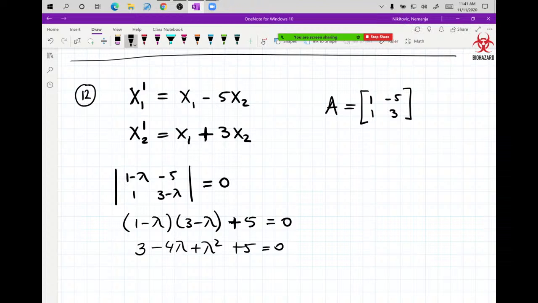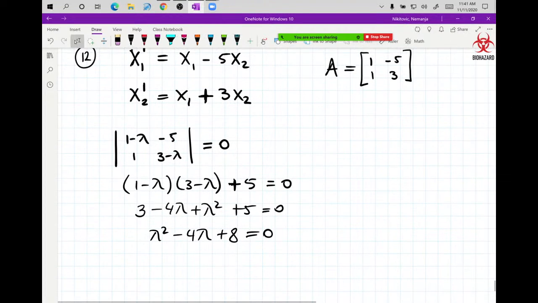This is going to give us lambda squared minus 4 lambda plus 8 equal to 0. Looking good, looking promising, because you can't factor this one, right? The factors of 8 are 1 and 8, and 4 and 2. And there is no way to make 4 with these combinations. So we can't factor it over real numbers.